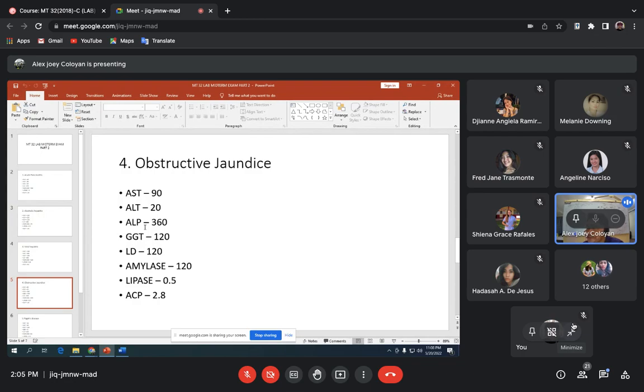Now regarding GGT, it is also used to detect occult alcoholism, or hidden alcoholism. So if you're alcoholic and you're undergoing rehab for alcoholism, then your doctor will know if nagatake ba kag alcohol using GGT. Okay? So that's for the use of GGT. So number four, it's obstructive jaundice.